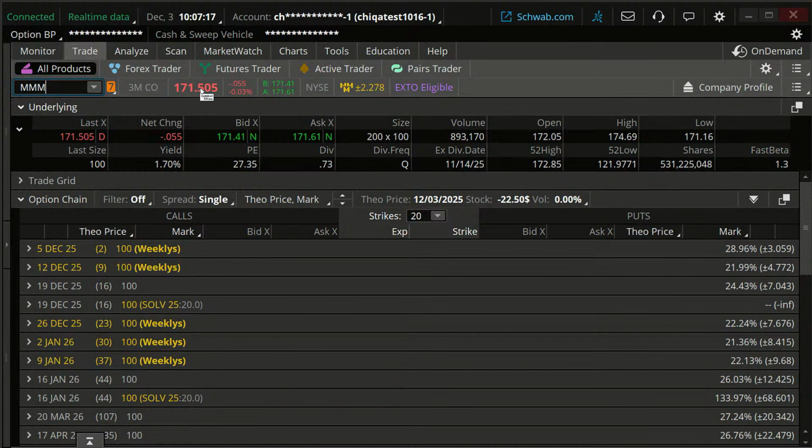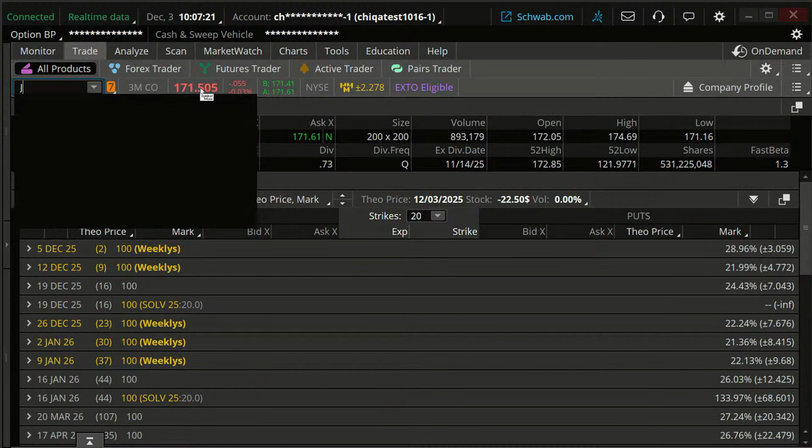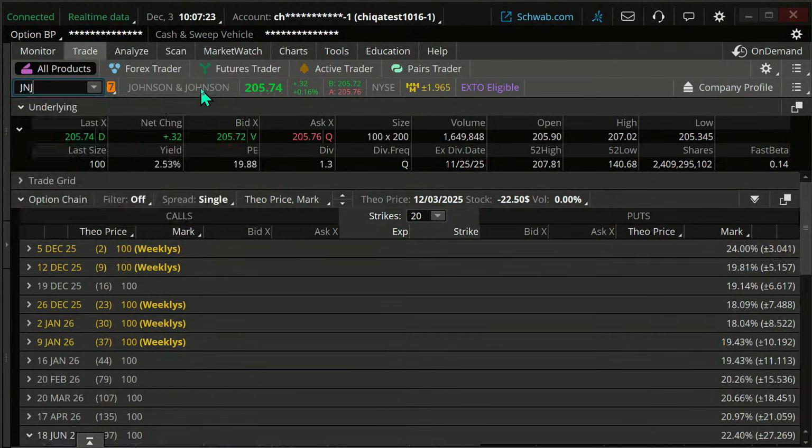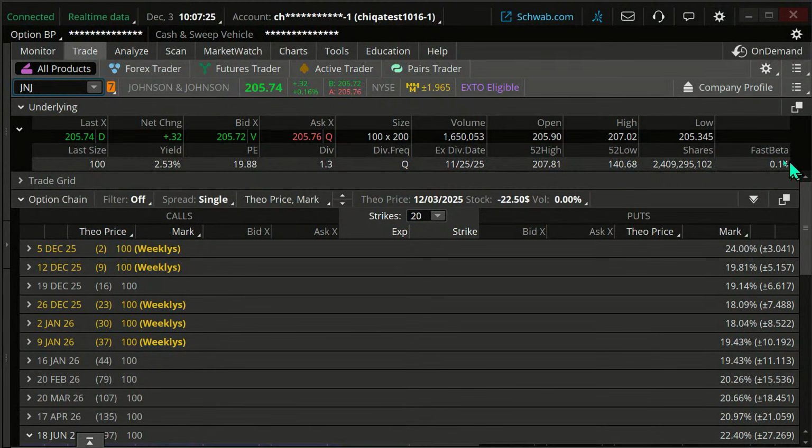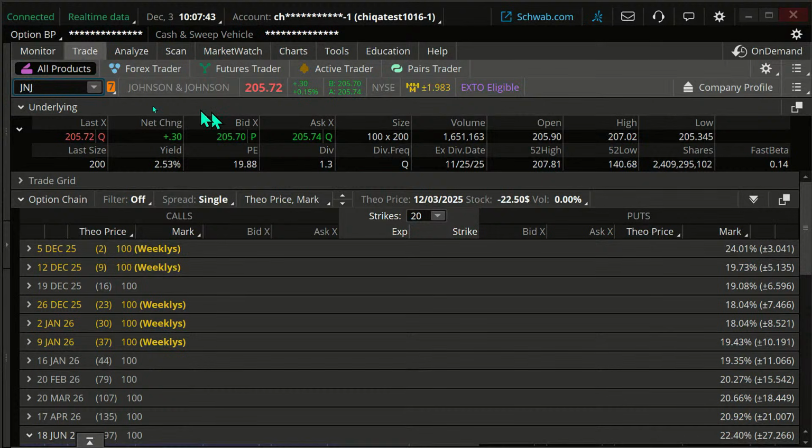All right, let's look at another one real quick. I don't want to spend too much time on this, but let's look at Johnson & Johnson. Beta's pretty low. In fact, when beta becomes very, very low, it doesn't necessarily mean it's not volatile. It just means it's kind of less correlated to what the S&P 500 is doing. Okay, so that's the first concept I want you to know, is beta.